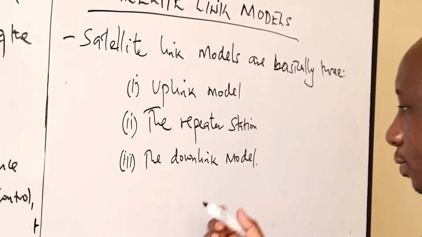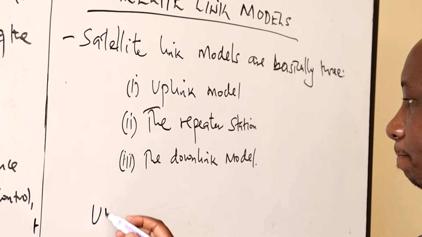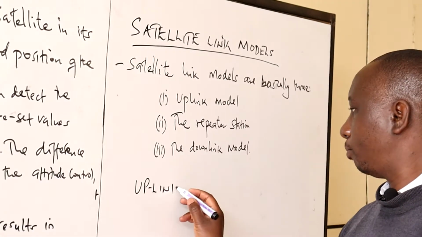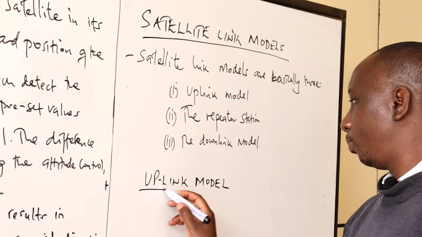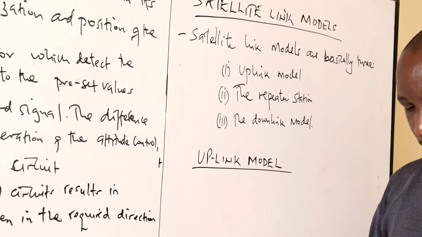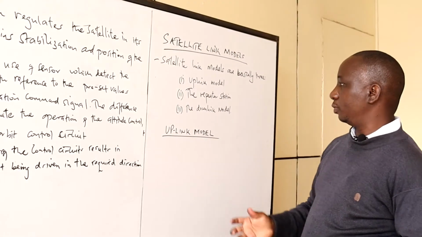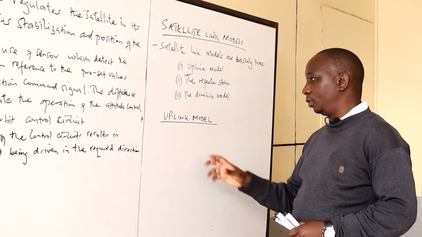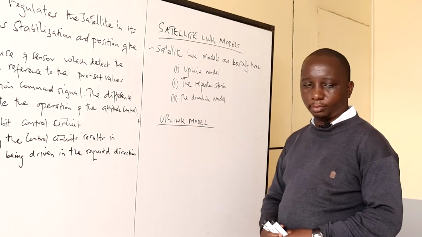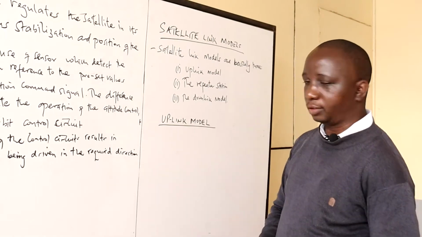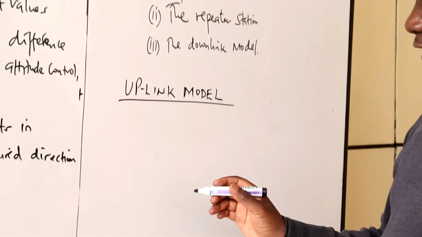So we're going to have the models and explain them in terms of diagram. For us to understand and have the correct picture from the basis of generation to the point where we are able to transmit, we need to have the diagram so that we explain it in terms of the required space. So we're going to draw the uplink model so that we understand what it is.